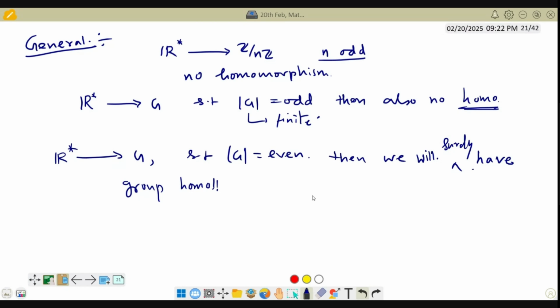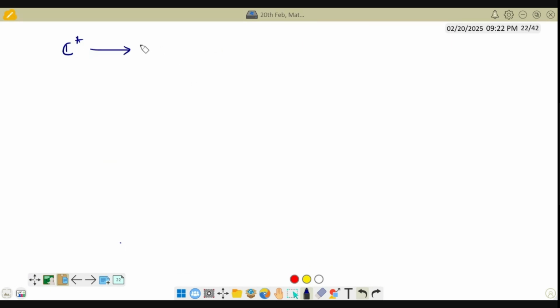For that case, if you want to handle it, you have to know the structure of that group G. But if the group is of odd order, like 2025, then you can easily conclude that there is no group homomorphism, right? Okay. Now talk about this: C star to G, any finite group.